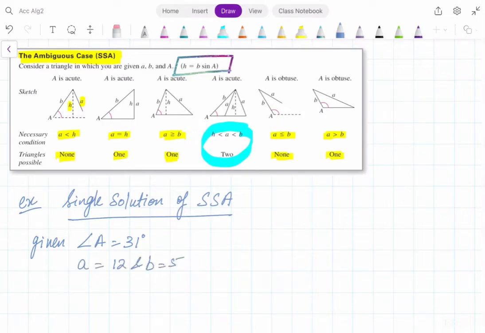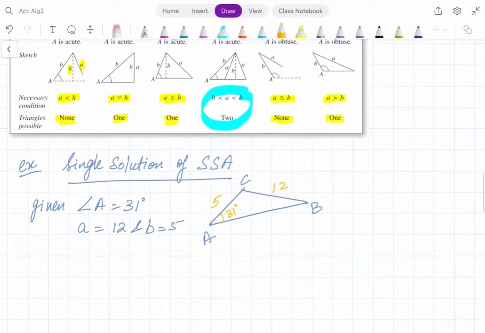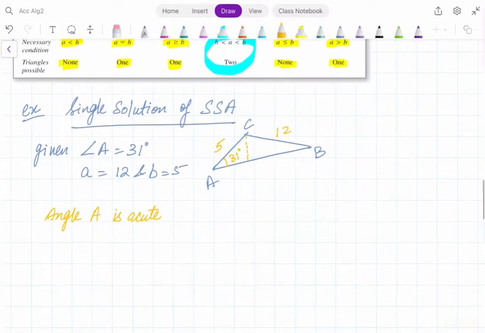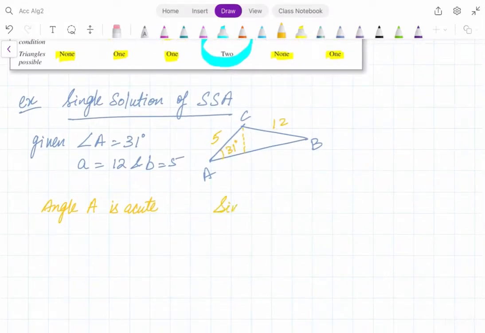So let's take one example. Angle A is given 31 degrees, side A and side B are given. So this chart is very, very important. In this chart, I already highlighted that height, that means the altitude we are talking about, is B sine A using SOHCAHTOA. So we have this triangle, I labeled everything, and they want a single solution of side-side angle. So two sides and one angle. Angle A, since angle A is acute, right? So we can meet all of these criteria. So let's proceed with this.